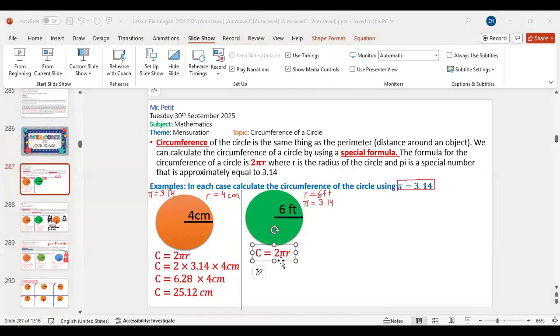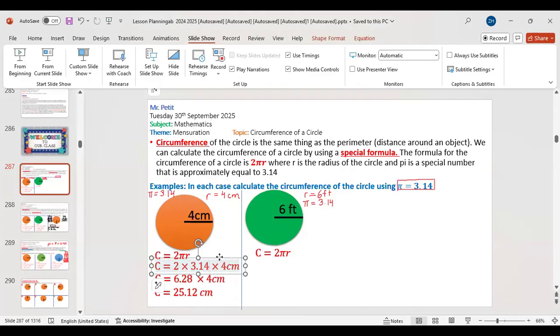Jamari Evans, what's the next step we're gonna do? We have C is equal to 2 pi r. What's the next thing we're gonna do? The next thing we are going to do is multiply 2 by 3.14. Very good. So we're gonna put 2 times 3.14 times, not 4 this time, but times 6 feet, right? That makes sense?